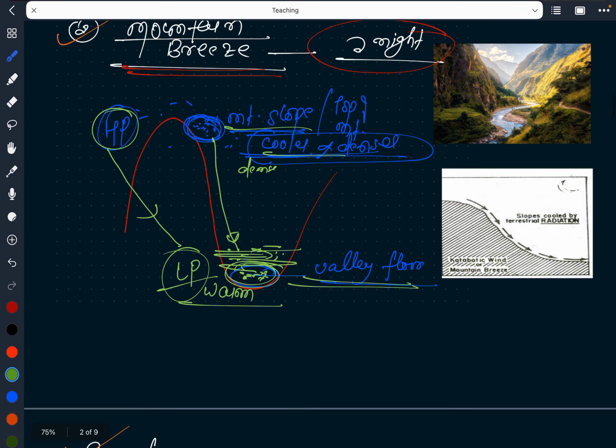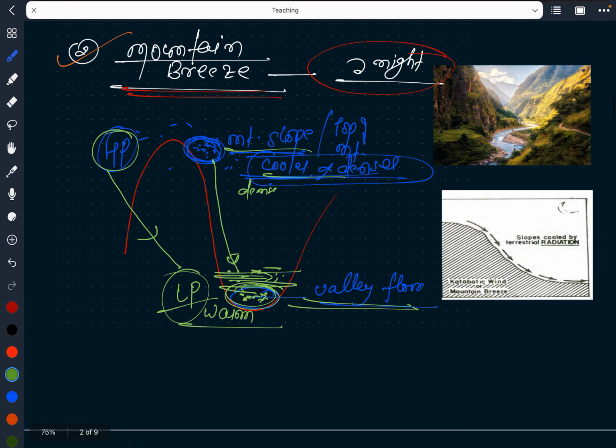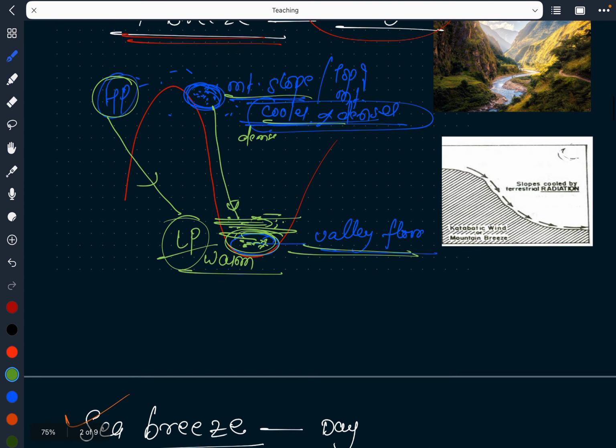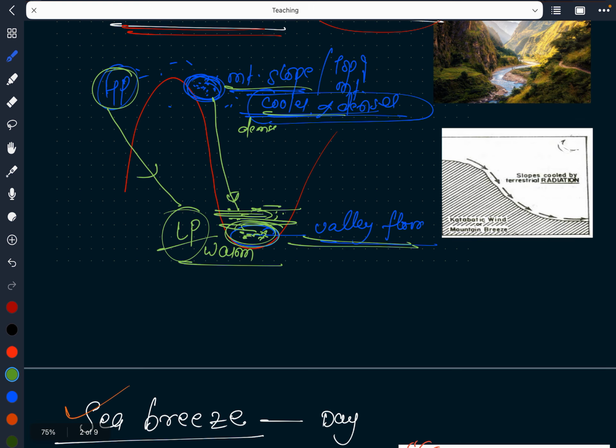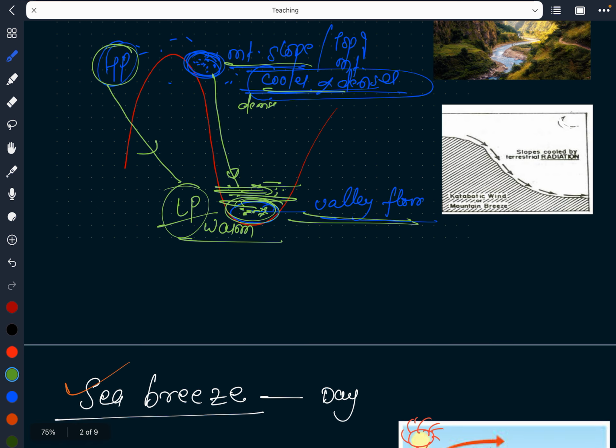We will call this a mountain breeze. This mountain breeze has another name: we call it a katabatic wind. What? Katabatic wind.